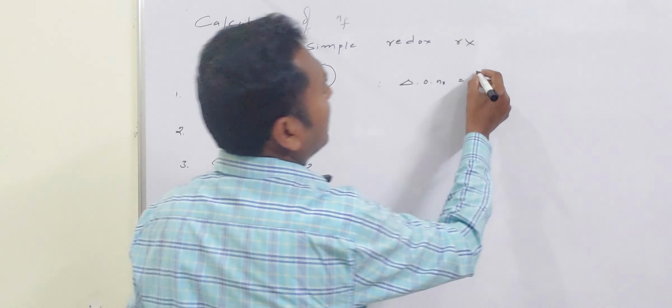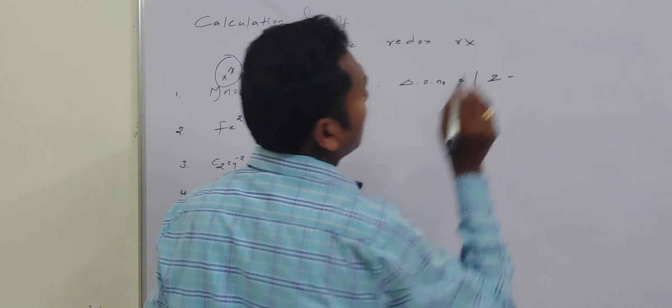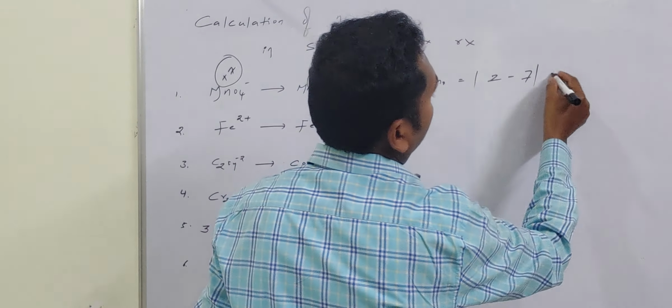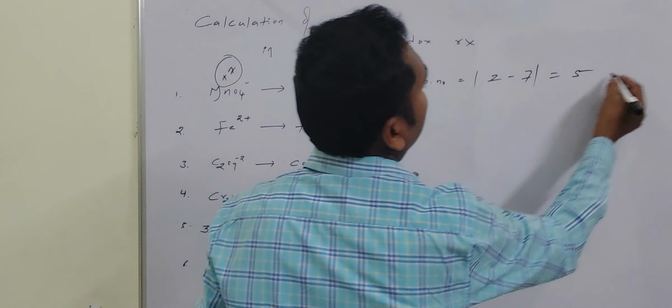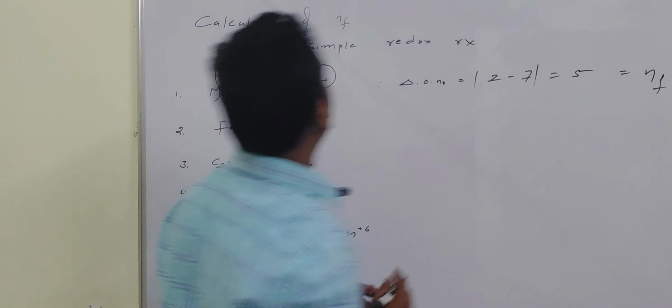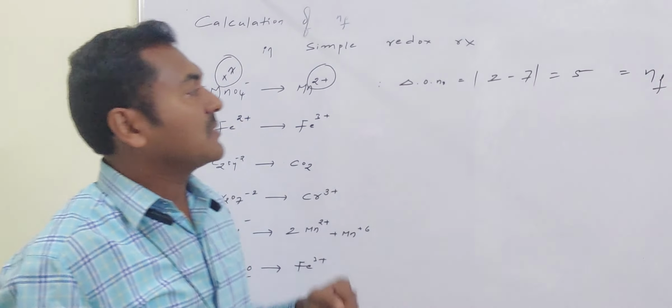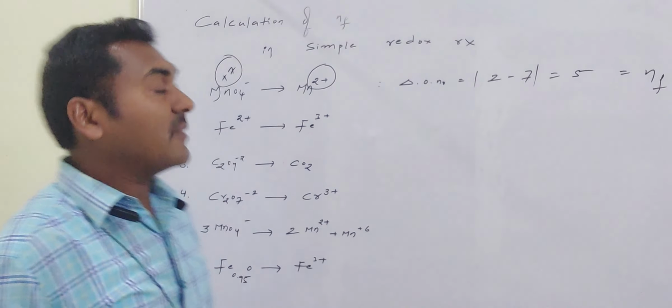After looking at this, if I take the magnitude, because we said it is always a positive number, 2 minus 7 is 5. Here this is said to be the N factor. The N factor of MnO4 minus in this particular reaction is found to be 5.